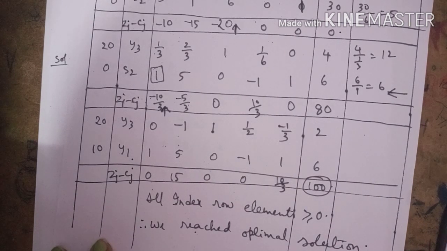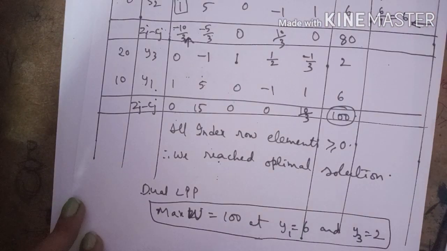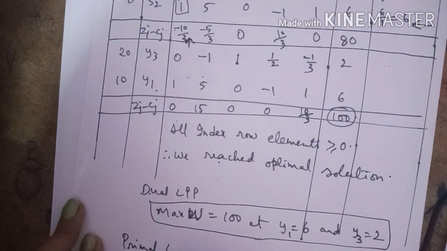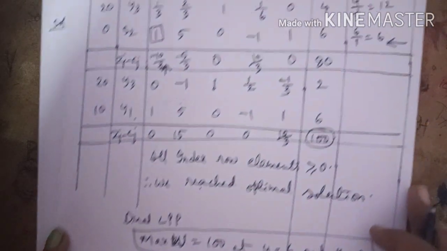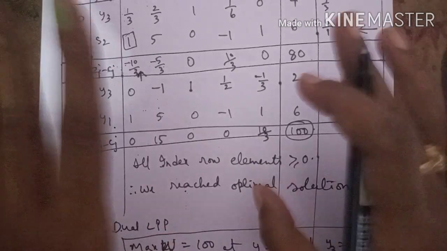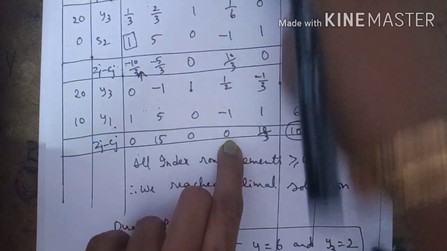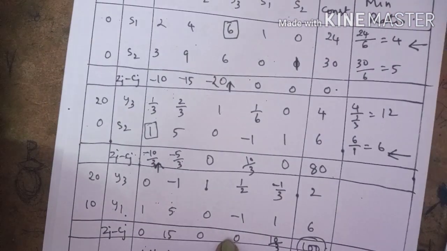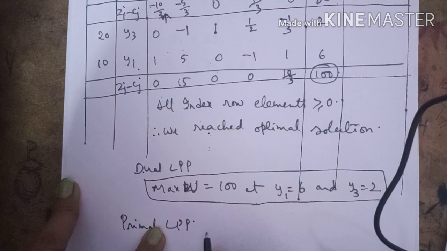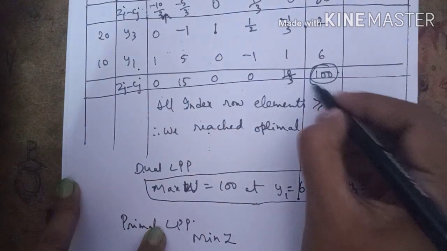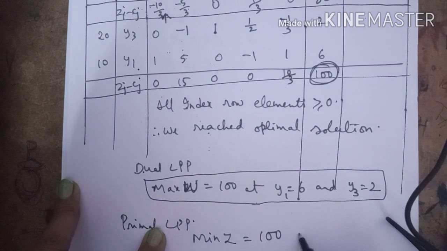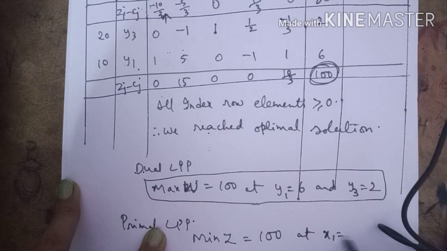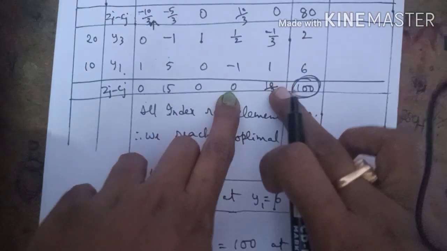But we don't want the dual answer. Our given LPP is the primal LPP. How to find the primal LPP answer? This is most important. What is the relation between dual and primal? Here S1, S2 are the last two values. Now you have to think. Now given LPP is min Z. Primal LPP is in terms of min Z is equal to whatever the right side corner you have got, 100, at x1 is equal to whatever the last two values S1, S2 here, 0, 10 by 3, these two values.